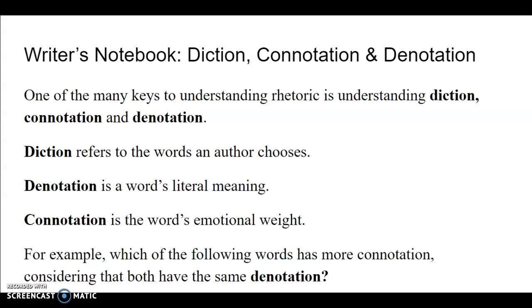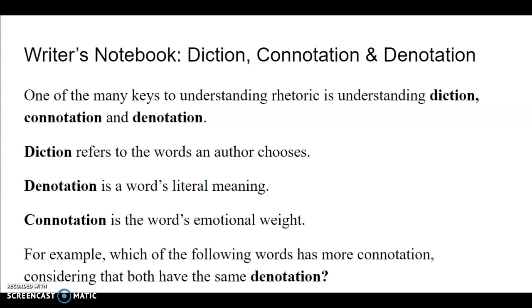So first off, connotation is what you're going to run into much more necessarily than denotation. Denotation is just a word's literal meaning. What does it literally mean? Connotation is the word's emotional weight. And so oftentimes people say that connotation is the implied meaning behind a word, but I think once you get to these upper levels, especially in an AP class, you have to look at the weight of the word itself. And we're going to use some examples to show you what I mean.